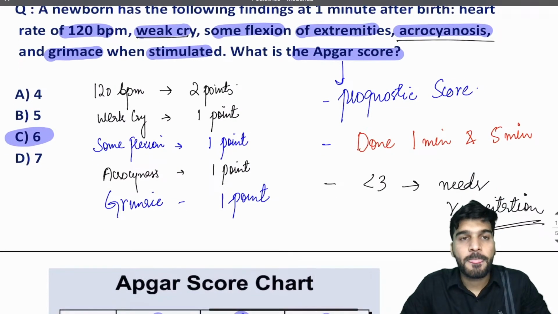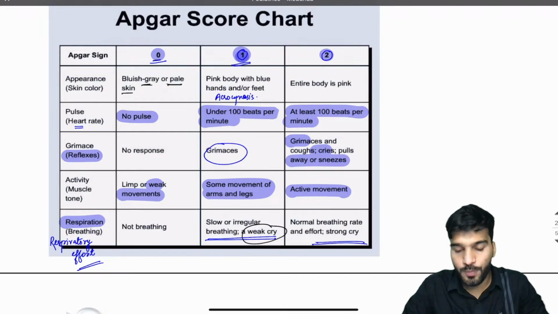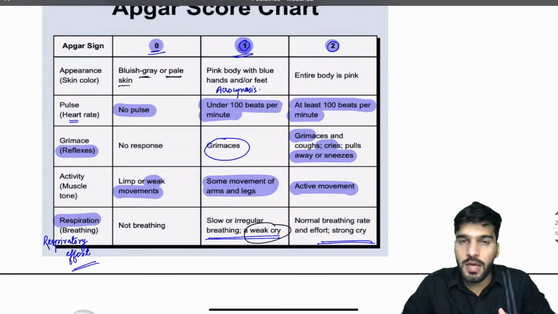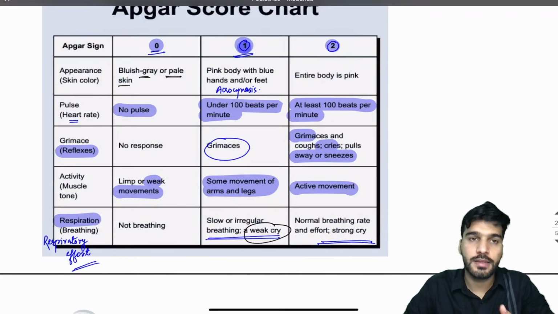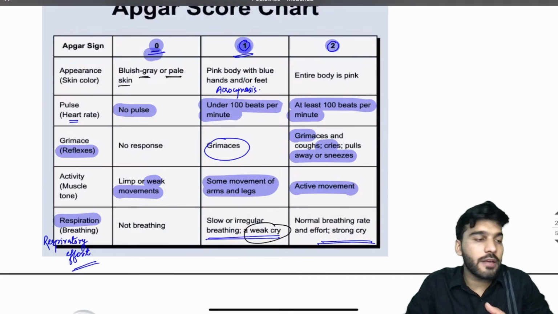So calculate. First see whether the heart rate is no pulse, 0. If it's under 100, it's 1. And if it is above 100, it's going to be 2. Then the appearance: if bluish gray or pale skin, that's going to be 0. Pink body with acrocyanosis is going to be 1. If the entire body is pink, that's going to be 2.